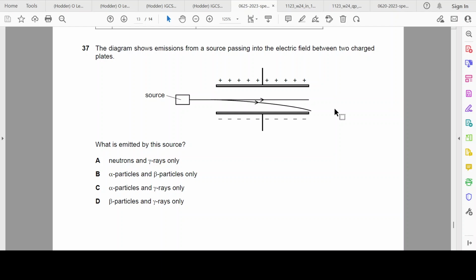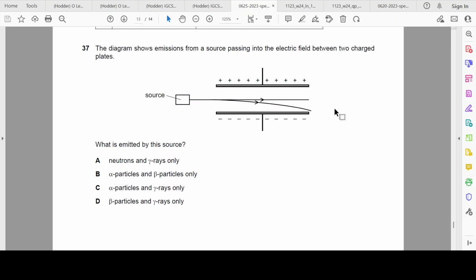You have some of these emissions coming from the source, and they're passing through an electric field. So I asked about the straight line. That's going to be gamma rays. Why? Because it does not have a charge. It is an electromagnetic form of radiation, and it's going to pass straight through. It's not going to be affected by the electric field.